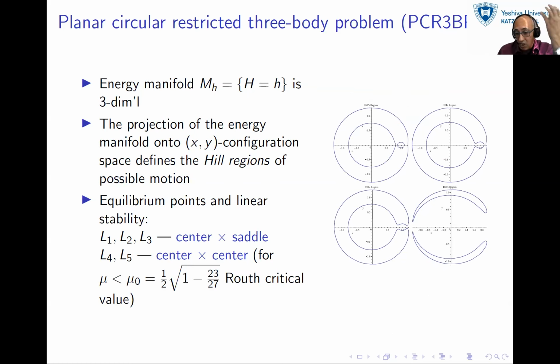And if you change the energy level, this hill region also changes. So for instance, in this panel up here, you can only move around the Earth or only around the moon, but you cannot pass between these two. So if you want to send a spacecraft from the Earth to the moon, you would not be able to use this energy level. You have to increase the energy level of the trajectory, like here, when it's possible to have a passage, a transfer between the Earth region and the moon region through this bottleneck over here.